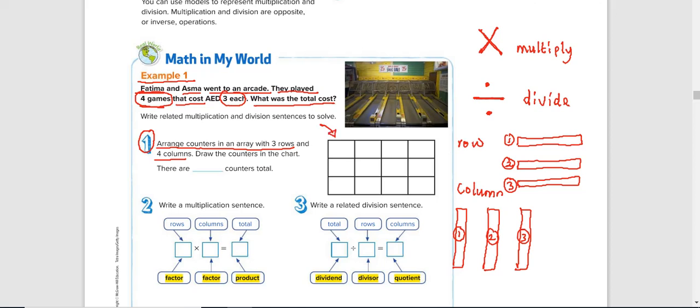So first, let's follow what we have here. It says arrange counters. So if we arrange counters here, so let's have 1, 2, 3, 4, 5, 6, 7, 8, 9, 10, 11, 12. So there are 12 counters in total.